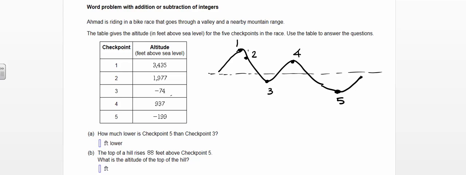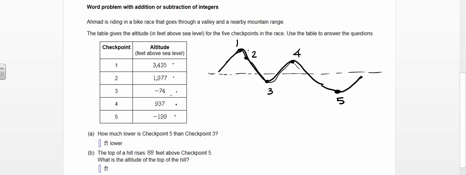So if we take a look, Ahmad is going up the hill, and he's going down the hill, and then below sea level, and then he's going up. But he's not underwater. It's just that's the altitude. So if we look at the table, it tells us what the altitude is of the various checkpoints.